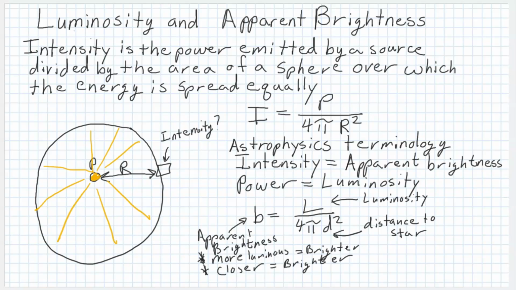So these two factors coming together make the brightness apparent, because you might have a very bright star which is far away that appears dim, or you might have a star that's not very luminous that is very close by that appears very bright. Okay, so that's why it's apparent brightness. All right, that's the end.